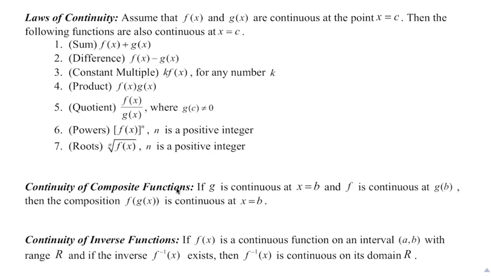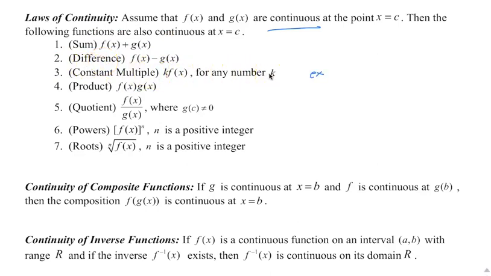Most regular limit laws follow the same rules. If we know f and g are continuous functions, we can do operations with them and continuity still holds. First, if f is continuous and g is continuous, then when we add them up, that new function is continuous. If we subtract them, that new function is continuous. If we multiply a continuous function by k, that new function is still continuous.